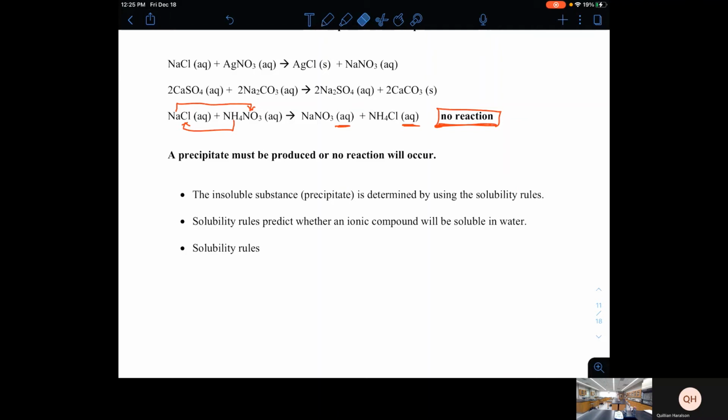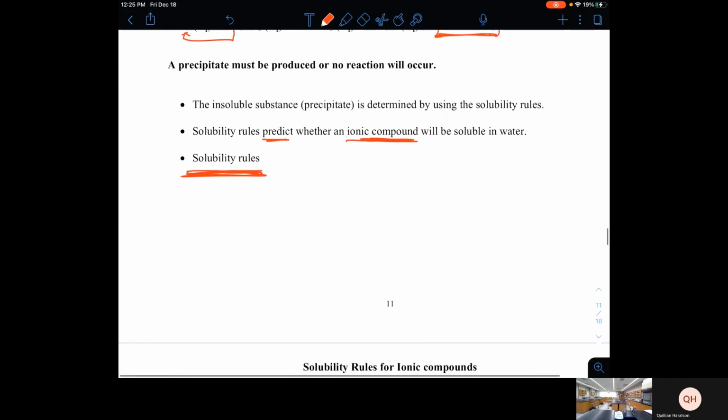So the question that needs to be addressed is, how do we figure out who is a solid and who is going to be, in this case, the aqueous on the product side? And the way that we're going to do this is we're going to use what is known as the solubility rules. And the solubility rules are used to predict if an ionic compound will be soluble in water. And let me explain what I mean by this.